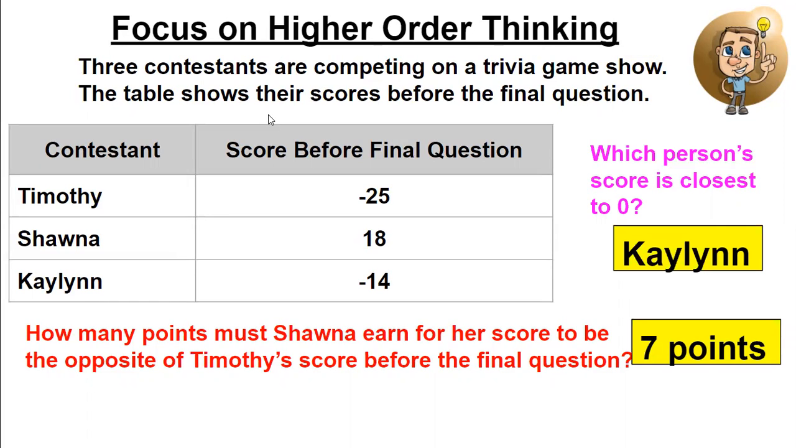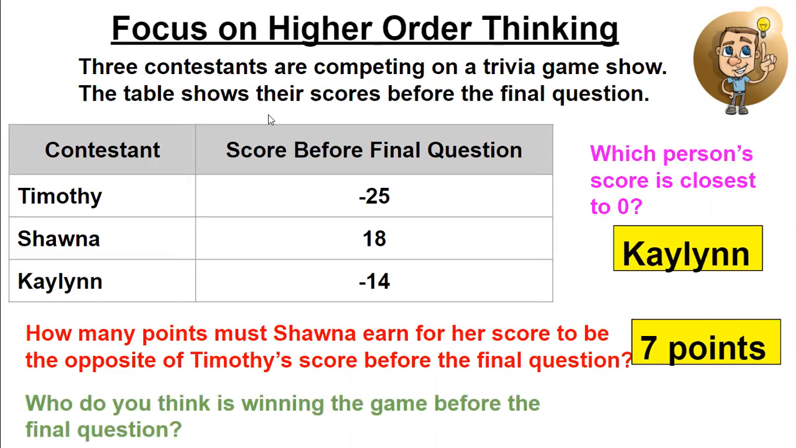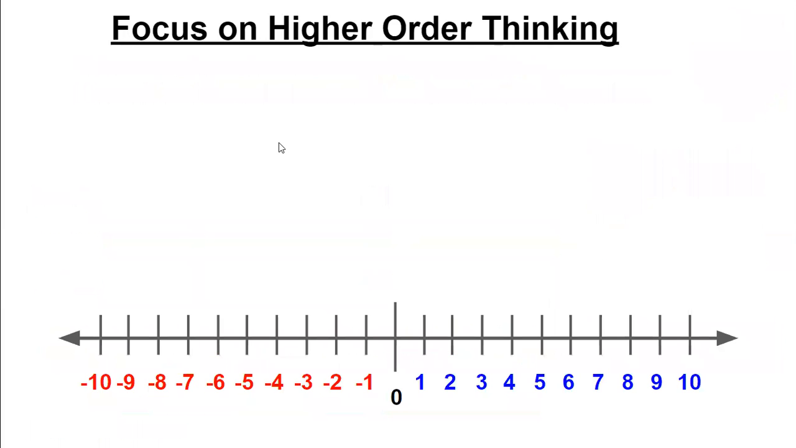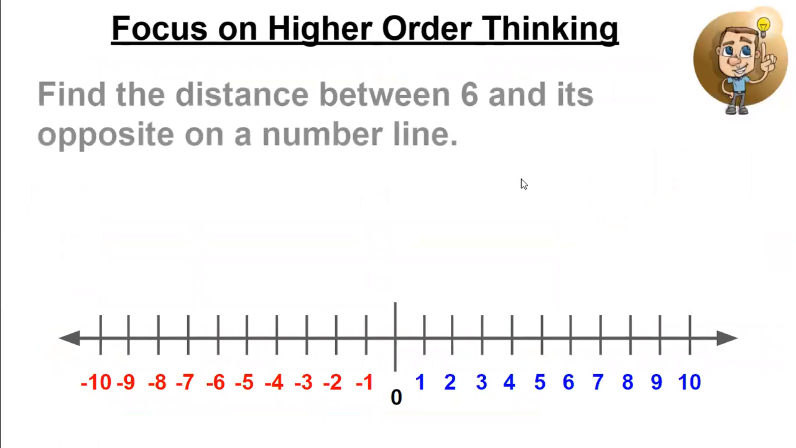Last question. Who do you think is winning the game before the final question? Who's winning the game right now? Who's got the biggest score? Who's got the highest score? Did you say Shauna? Shauna's got 18, right? She's the highest score, right? There we go.